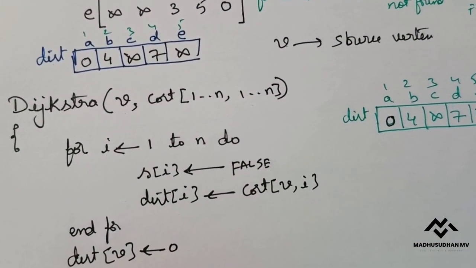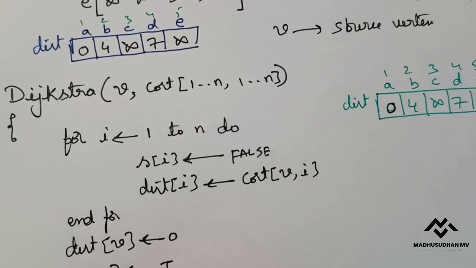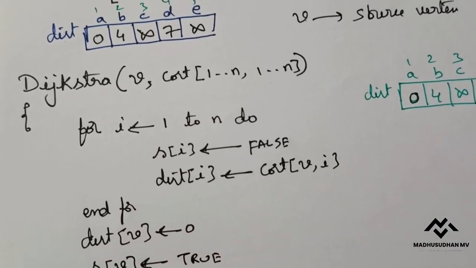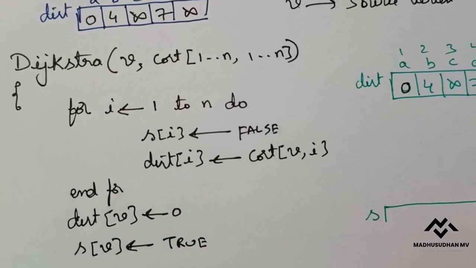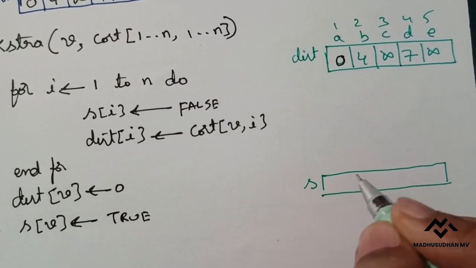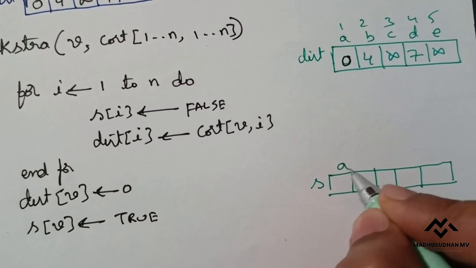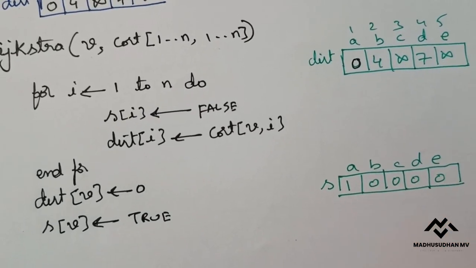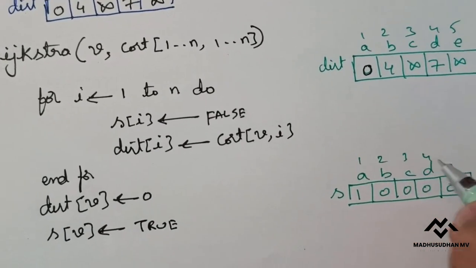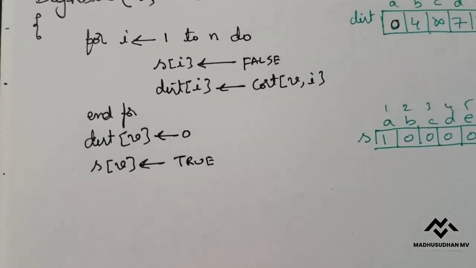So S of V, I made it as what? True. So what happens now in this case? S of... this is 1, remaining or 0. This is the 1, 2, 3 index. Okay. So now this is my initial setup.